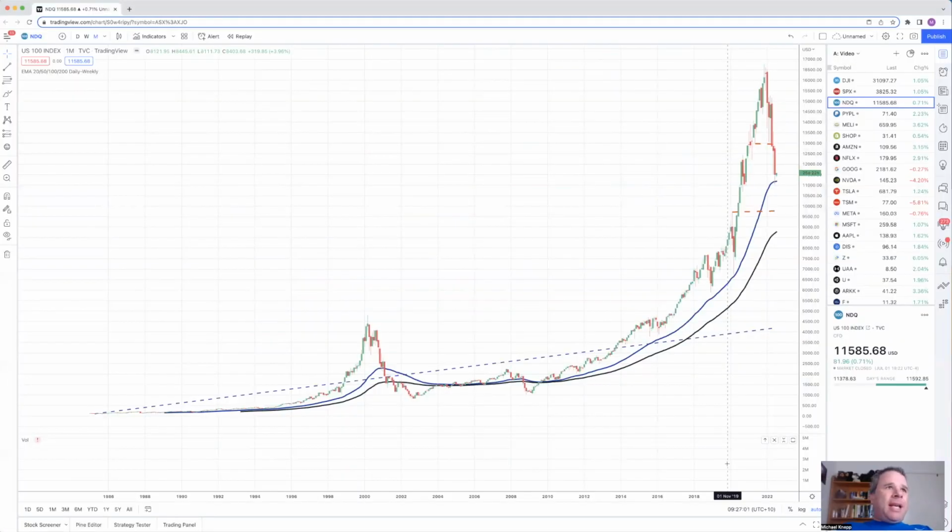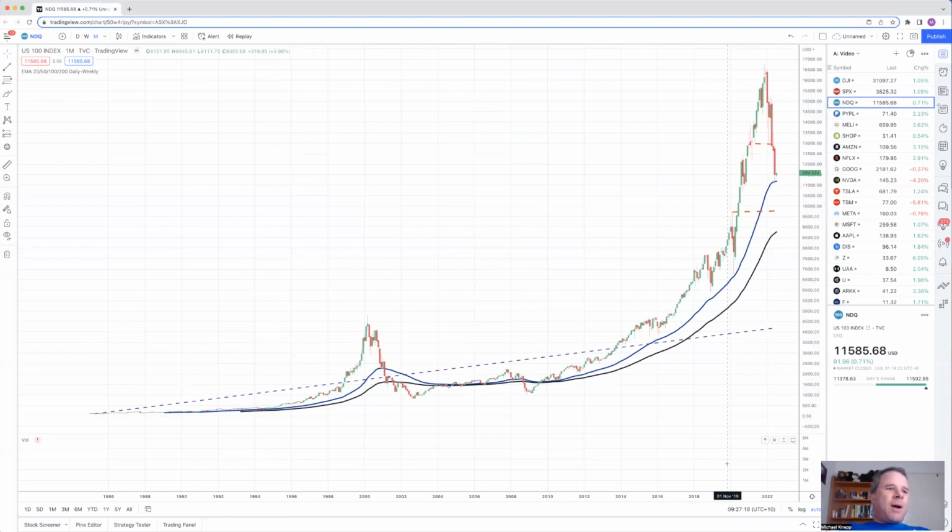First index I want to look at is the Nasdaq, the NDQ. This goes back to 1985, and this is the monthly linear chart. Now, typically, I do like to look at linear charts, particularly in the short to medium term. So we're talking about 10 years or so. I prefer to look at linear charts.